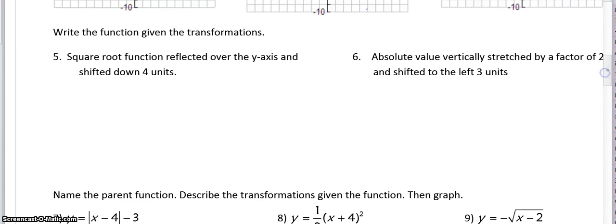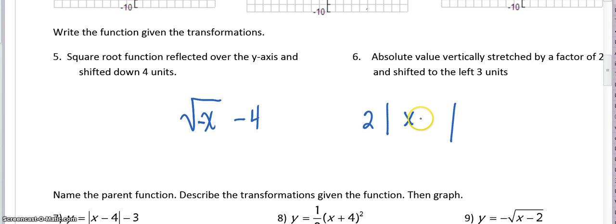All right, now let's write a function given the transformations. We want the square root function that reflected over the y-axis. So that means I'm changing my x's and then shifted down 4 units. That is my new function. The absolute value function vertically stretched by a factor of 2 and shifted to the left 3, so we're going to do the opposite of what that one says.